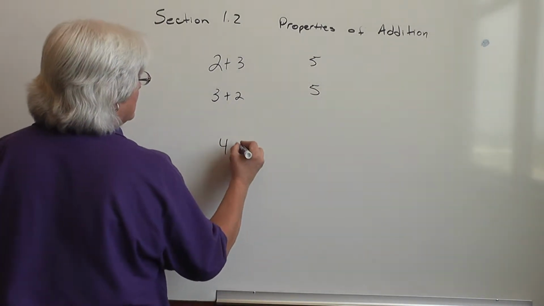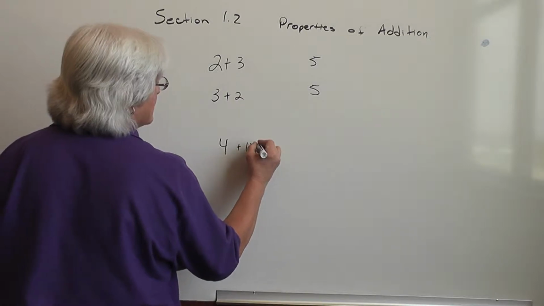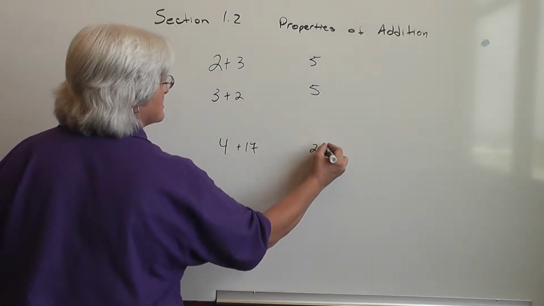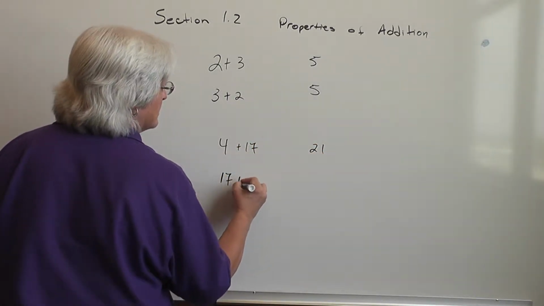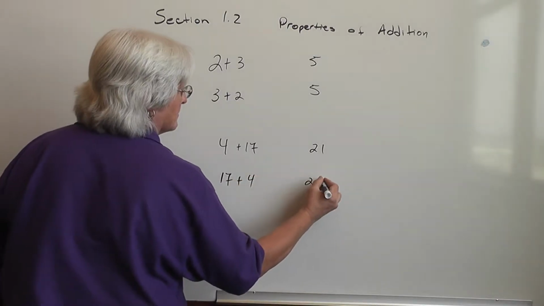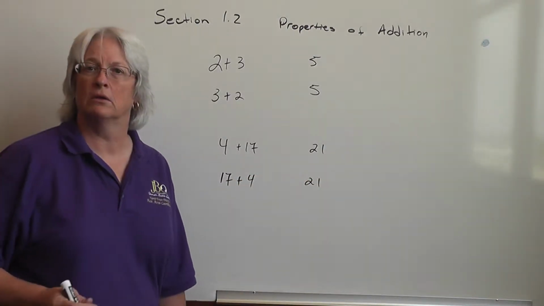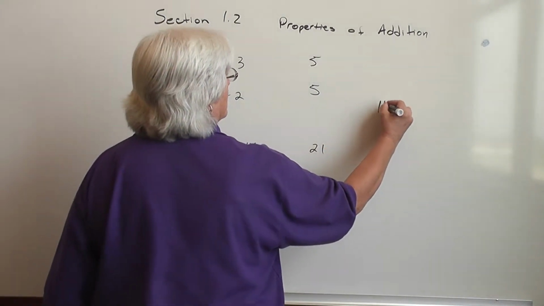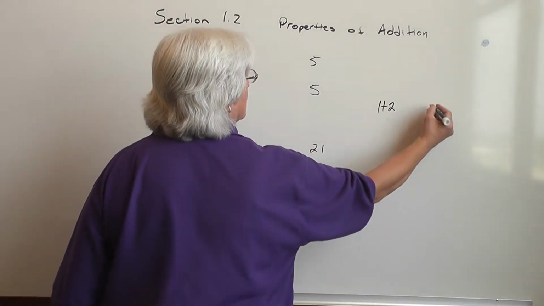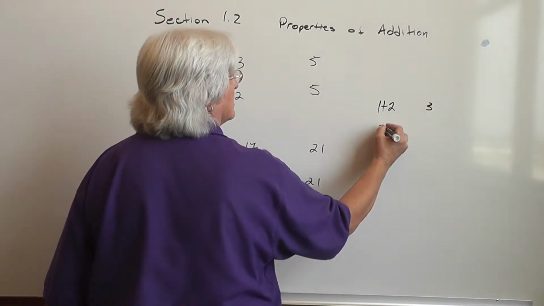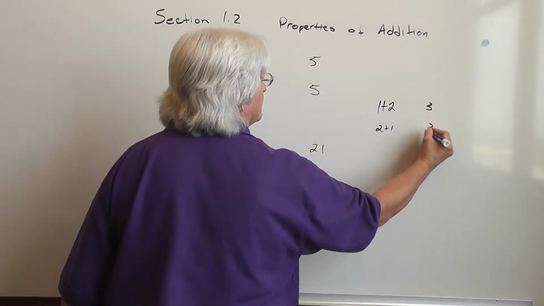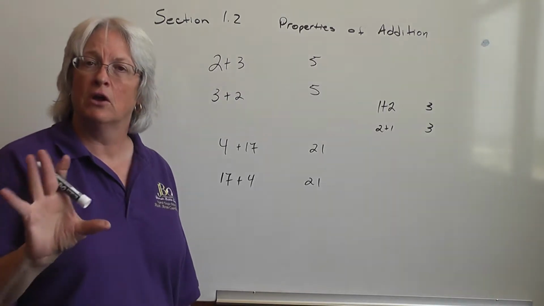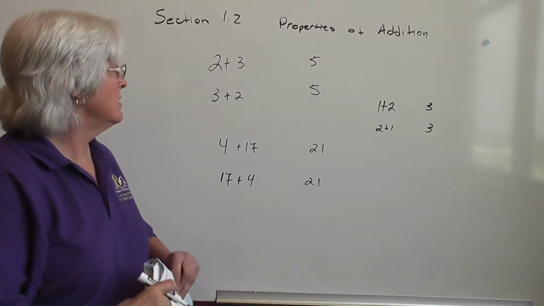If I say, what is 4 plus 17? Hopefully you're going to tell me that's 21. And you're also going to tell me that 17 plus 4 is 21. Well, what's going to happen now? 1 plus 2 is what? It's 3. 2 plus 1 is also 3. Are you seeing a pattern here?